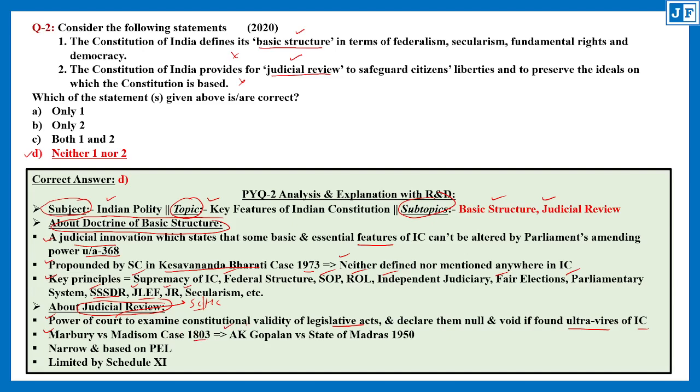In case of India, it originated in the A.K. Gopalan versus State of Madras case 1950 in the Supreme Court. Indian judicial review is narrow in scope. It is based on procedure established by law. However, in the USA, judicial review is wider in scope and based on due process of law. It is limited by Schedule 9, that is, acts placed in Schedule 9 cannot be called for judicial review.